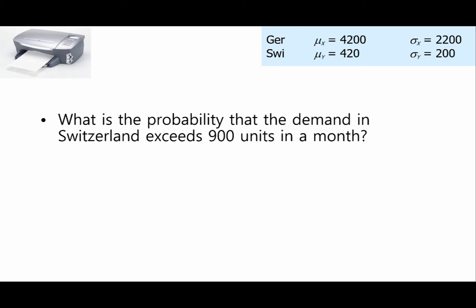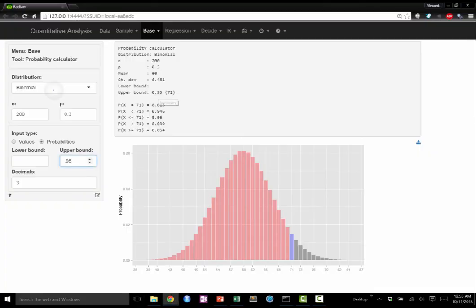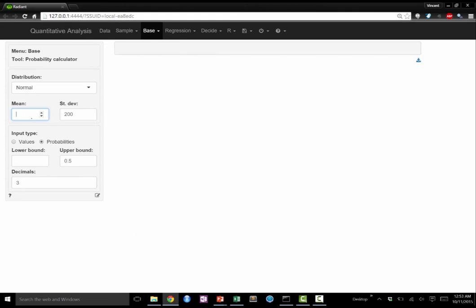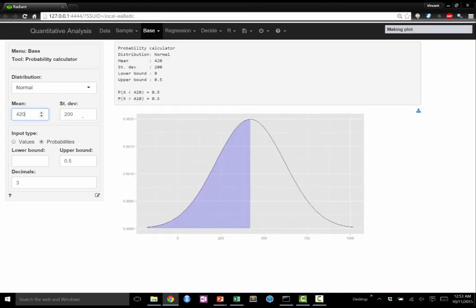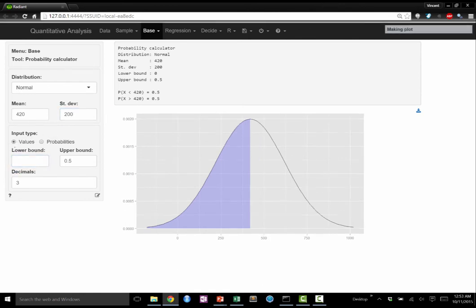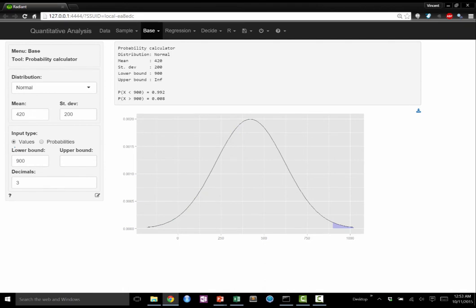Okay. As I mentioned in class, the probability that we're working with here is a normal distribution, continuous. And so let's specify that in the probability calculator. What was the mean? The mean was 420 for Switzerland. The standard deviation was equal to 200. Okay, so this is the shape of the distribution. And we want to establish the probability of demand being in excess of 900. Right? More than 900 printers being demanded in Switzerland.